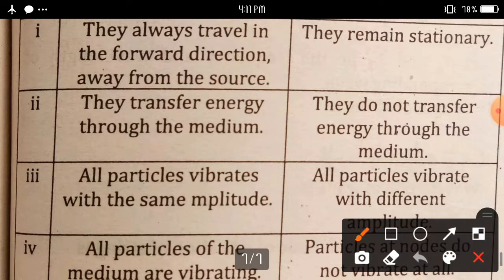Next point: in a progressive wave, there is transfer of energy through the medium, and in a stationary wave they do not transfer energy through the medium.